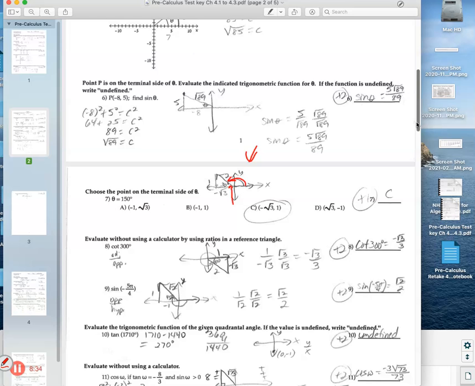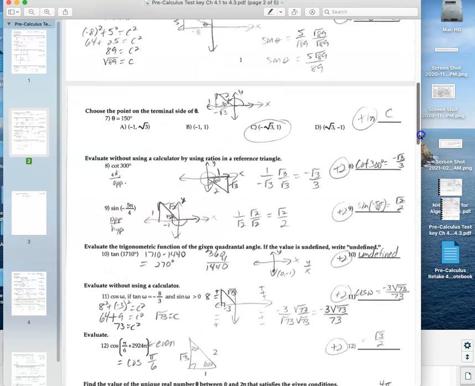So if that's 30 degrees, the side opposite is a 1, the side adjacent is negative square root of 3, because this is in quadrant 2, and then our hypotenuse is 2. And we need to choose a point that would be on the terminal side. Well, we just said if you go left, negative square root of 3, and up 1, you're at a point that's on that terminal side. So that would be C.